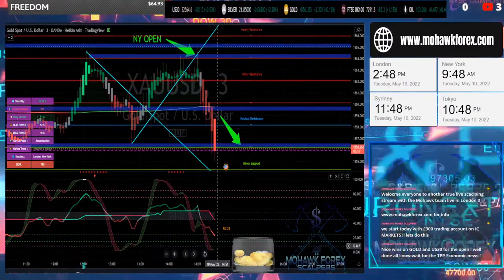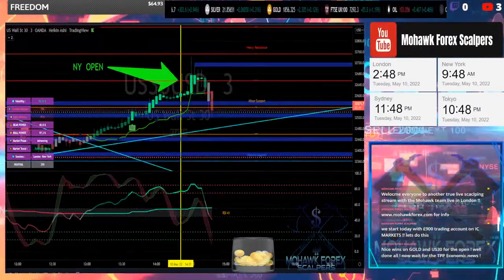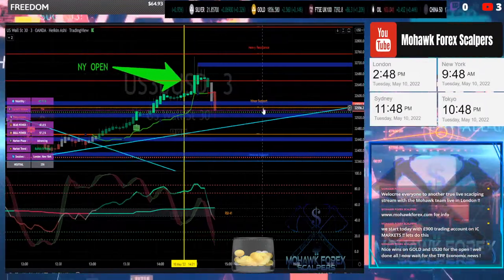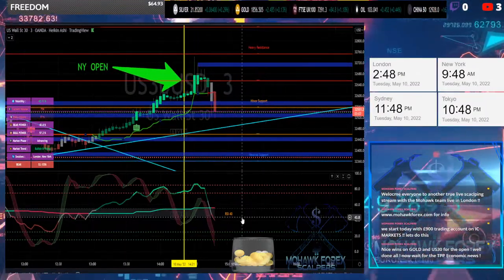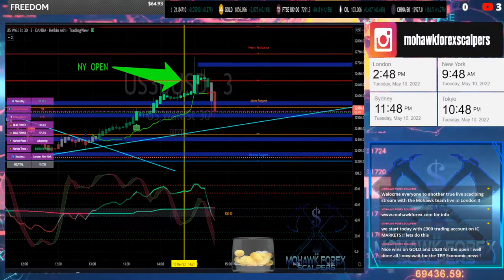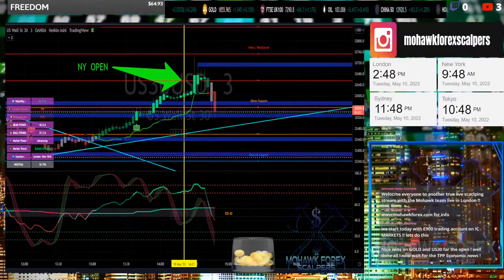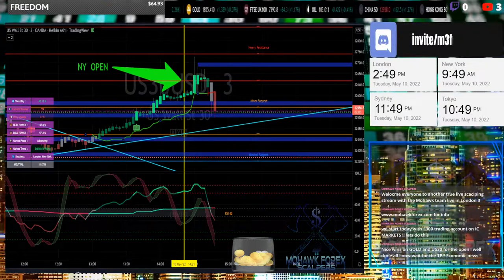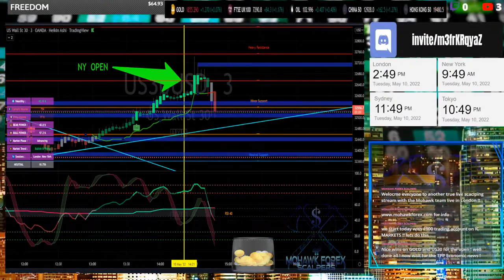We're definitely waiting for some kind of reversal. US 30 is doing the same, selling. Level of support coming through. Look at that, just broke red there. Our breakout is.